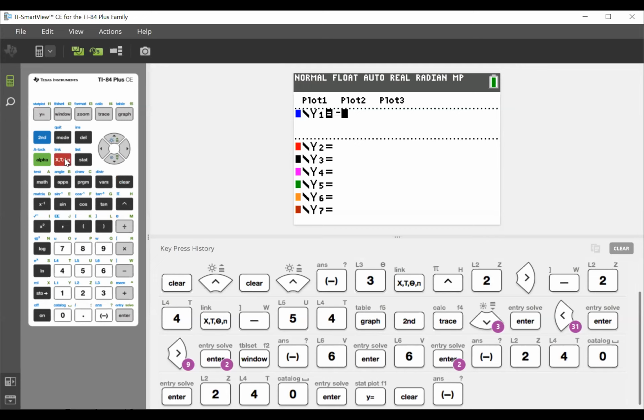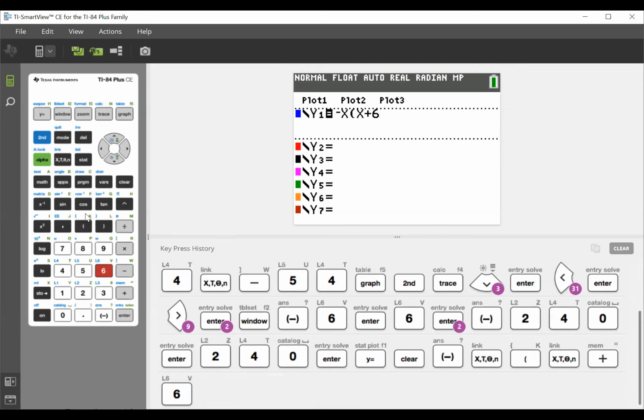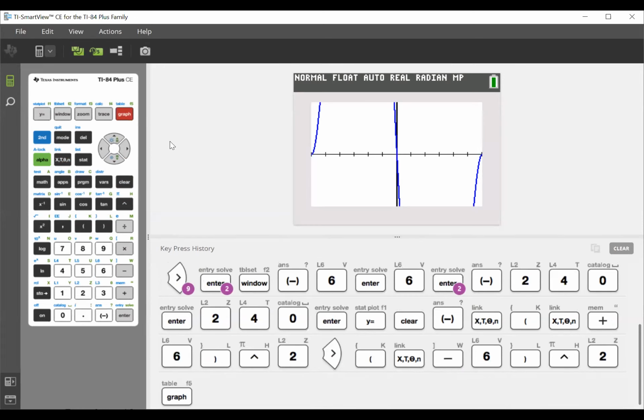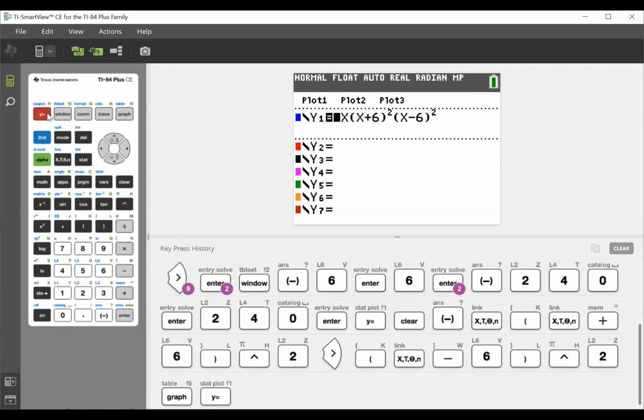x plus 6, and we're squaring that. And then x minus 6, also squaring that. Okay. And then I'm going to look at my graph. Let me make sure. I typed in 6, I think, instead of what I needed to type in.